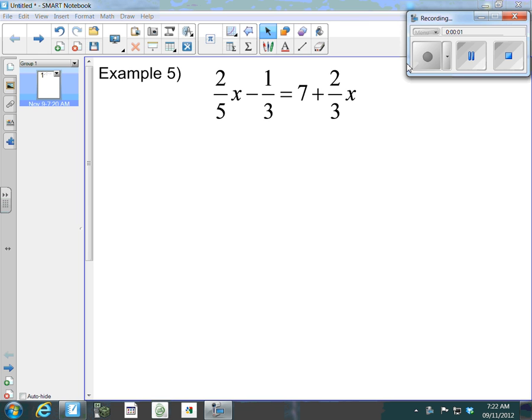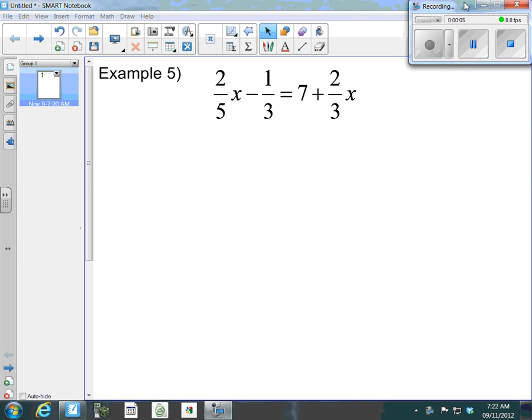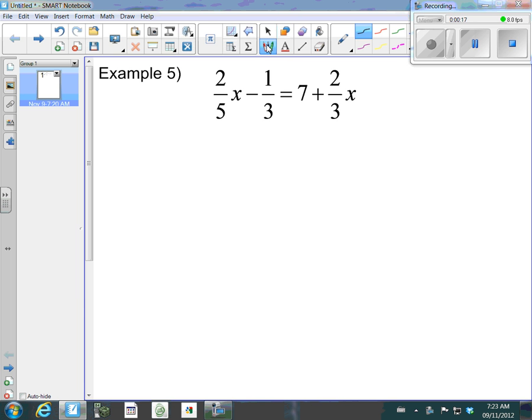Welcome back. This is example 5 from the equation solving lesson 6.2. You're going to need to write this one in as you don't have this one on your sheet. So take a minute to write it down. 2/5 x minus 1/3 equals 7 plus 2/3 x.